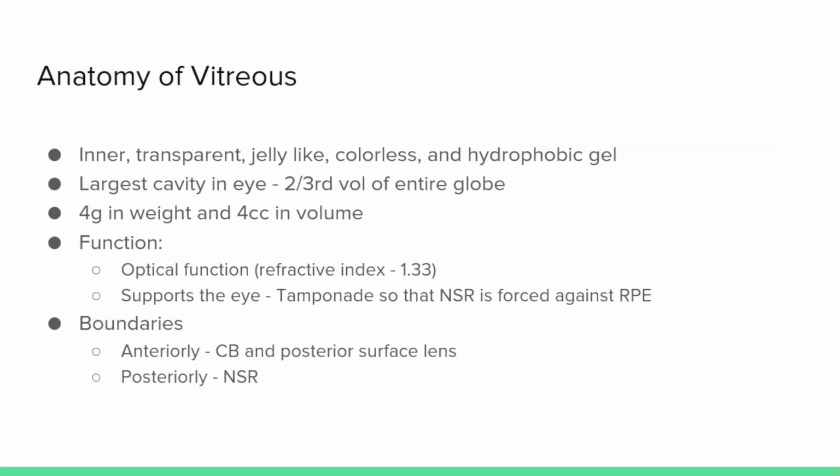Moving on to anatomy of vitreous. Vitreous is an inner, transparent, jelly, colorless, and hydrophilic gel-like substance. It is the largest cavity in the eye, forming 2/3 of the volume of the entire globe. Weight is 4 grams and volume is 4 cc.